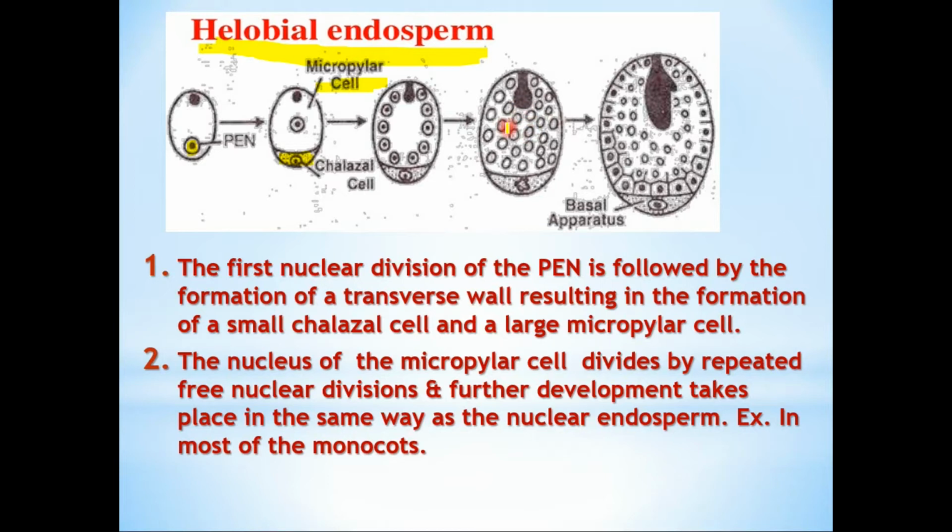Ultimately, the free nuclei will also once again be followed by cell wall formation, which will definitely proceed from the peripheral area toward the central area, that is, in a centripetal manner. And finally you will find the endosperm or nutritive tissue, and again this darker area is the developing embryo. So this type of endosperm development, that is helobial type of endosperm development, takes place in a number of monocotyledonous plants, in plants in which the embryo has only one cotyledon.